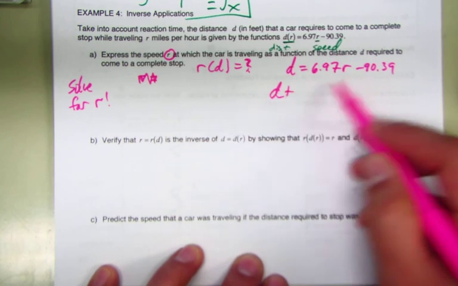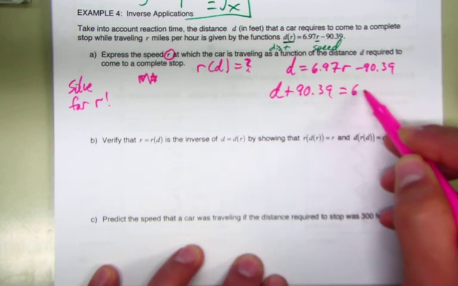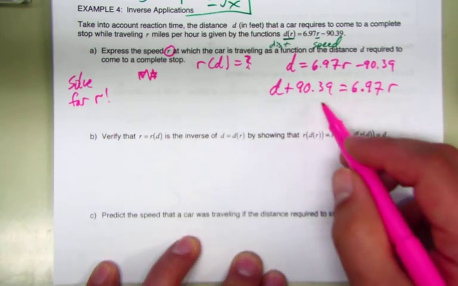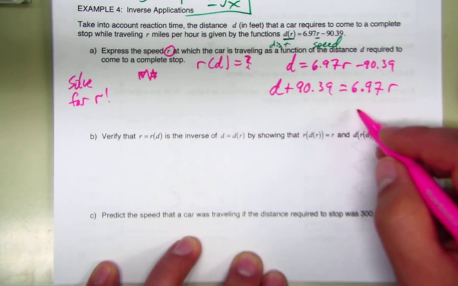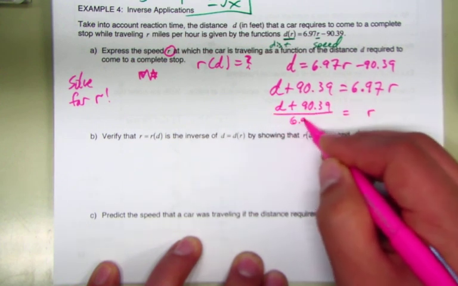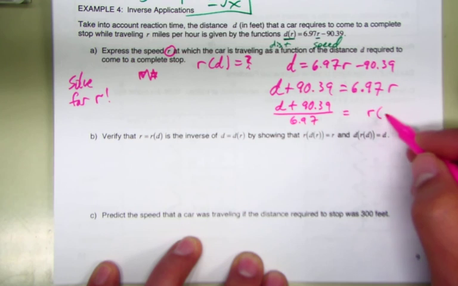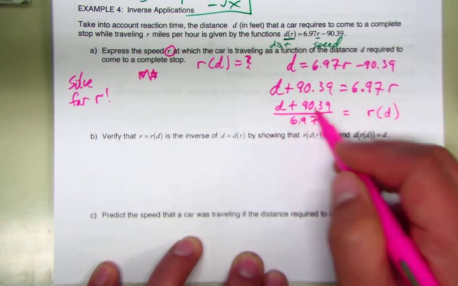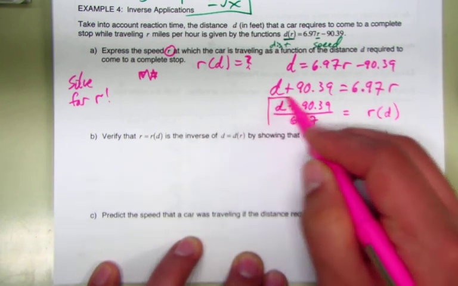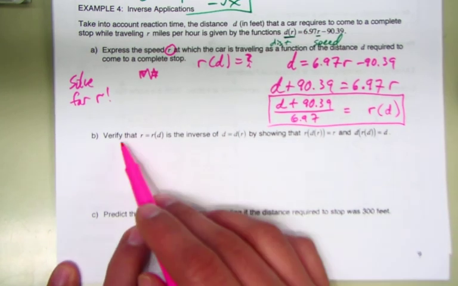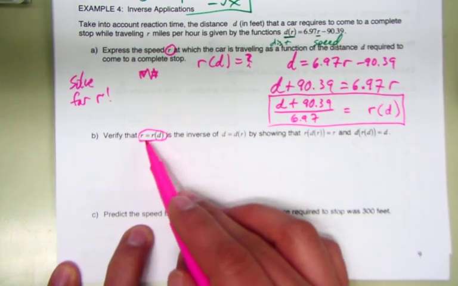First, I'm going to add 90.39 to the other side. And now if I'm solving for r, then I just need to divide by 6.97. So my final answer, r will be d plus 90.39 over 6.97. And this is now a formula in terms of d. So instead of f of x, where we see x's on this side, here we have r of d, and we see d on the side for the formula. Okay, that's part A.